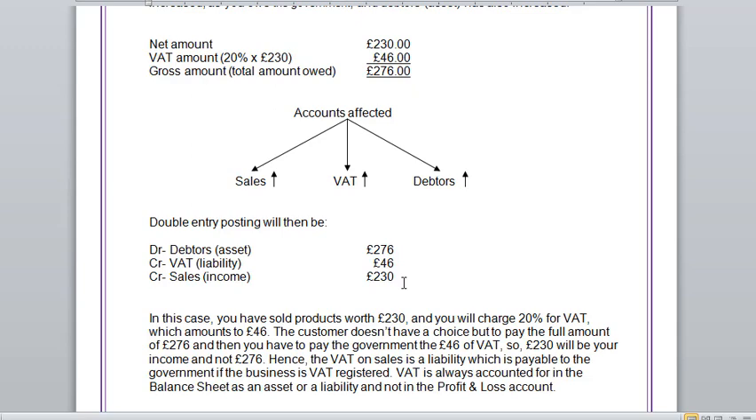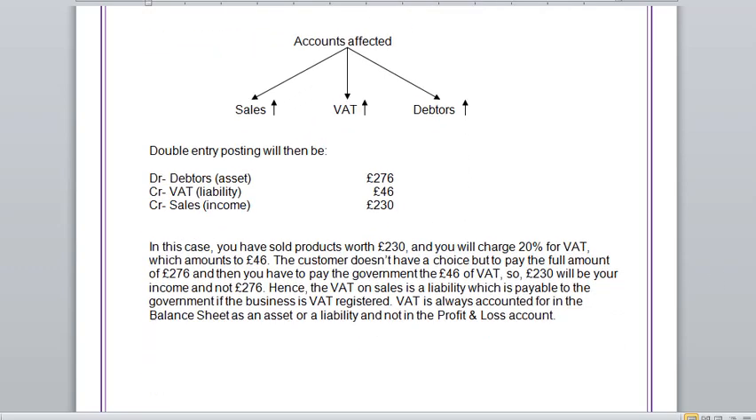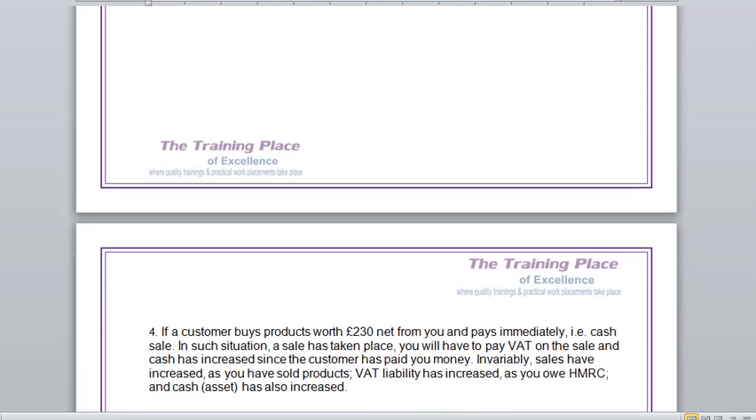Debtors is also affected because you've not paid me immediately. You would also find if they've paid you immediately, then it's no longer debtor that is affected. Instead, it's cash. You are receiving cash if they paid you immediately. In this case, they didn't pay me immediately, so the amount that is owed to me is increasing. Debtors is affected, so I will debit debtors £276. And I hope this has been useful. I hope this is clear to you.